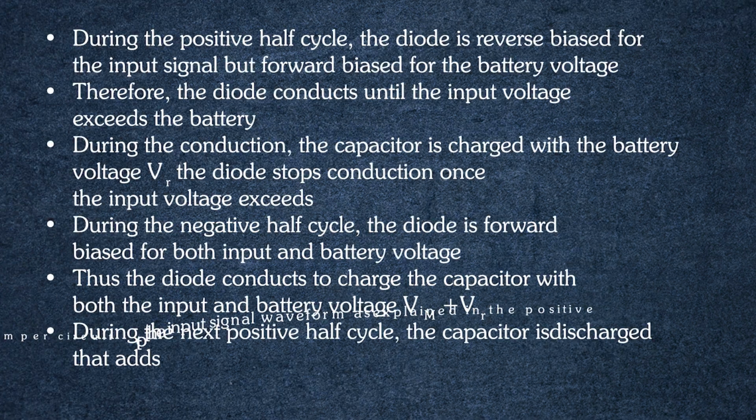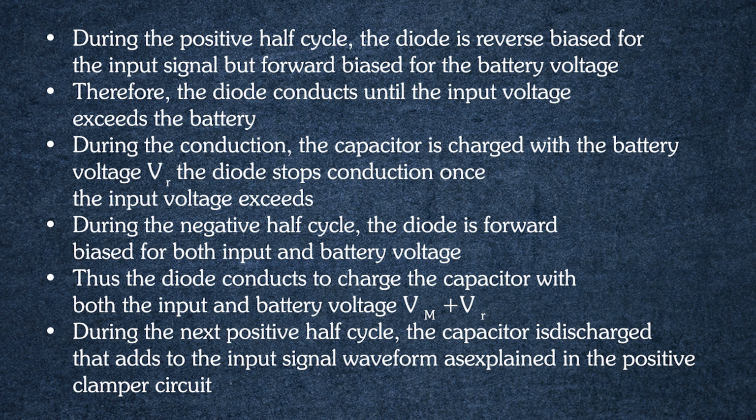During the positive half cycle, the diode is reverse biased for the input signal, but forward biased for the battery voltage. Therefore, the diode conducts until the input voltage exceeds the battery voltage. Here two conditions arise; we have to see the two source voltages to determine for which the diode will be forward biased. For the positive half of the supply, the diode is reverse biased, but the external bias voltage applied here makes the diode forward biased. So, the diode conducts until the input voltage exceeds the battery voltage.